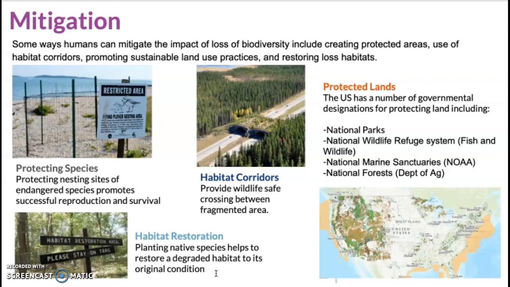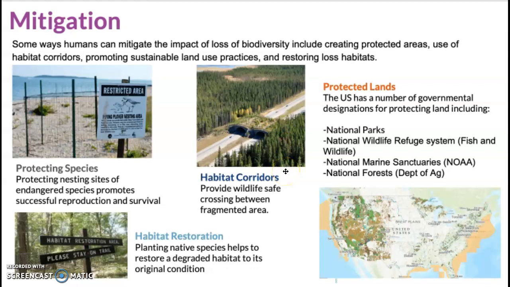its original condition. Habitat corridors are a way to mitigate issues with habitat fragmentation. So here's an example of a land bridge that's been built between two fragmented habitats, and it's a way to provide safe crossing for organisms from one area to another.